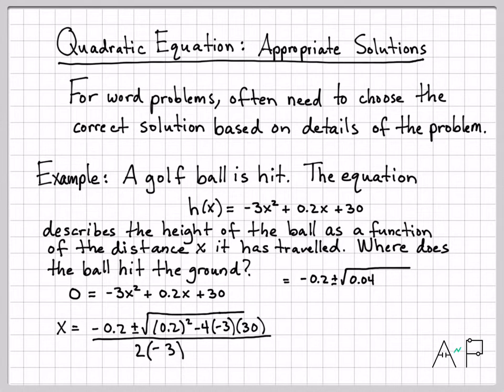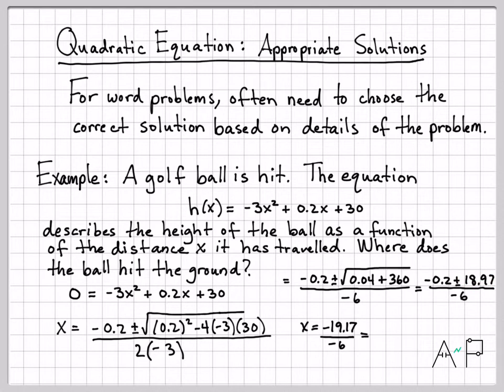0.2 squared is 0.04. And then you'll see that we have a negative 3 times that negative 4, which will be a positive 12. So this will end up being plus 12 times 30. So 4 times 3 times 30, that's 360. So plus 360, divided by a negative 6. And then keep simplifying: 360 plus 0.04, and then take the square root, you get about 18.97. So that's just me using my calculator there to get about 18.97.